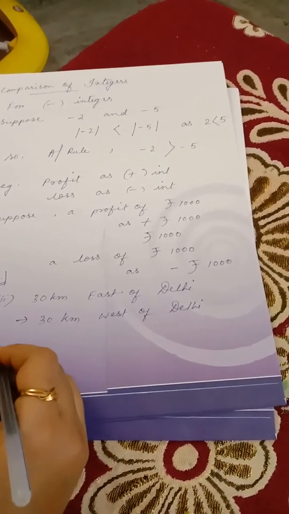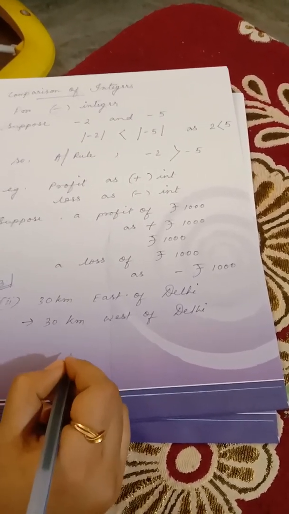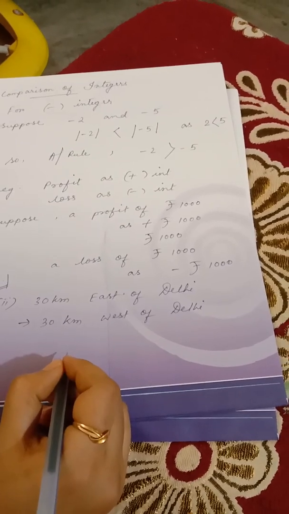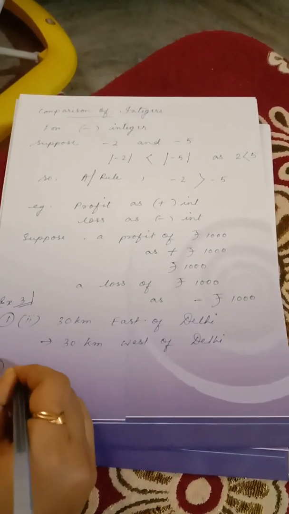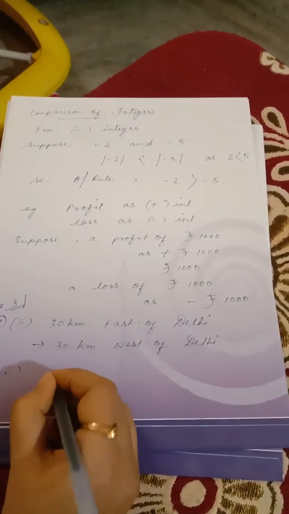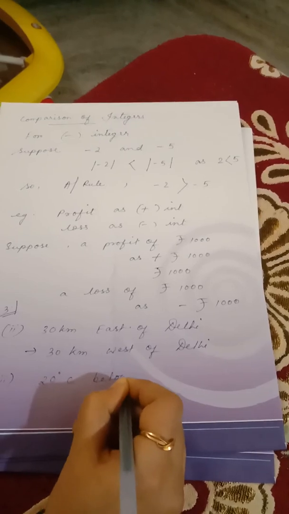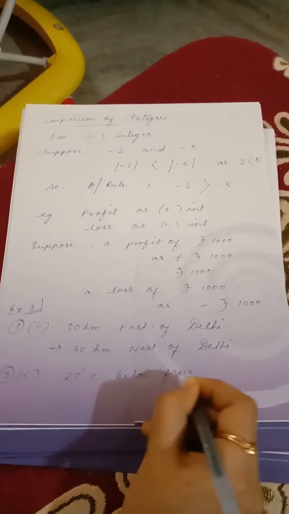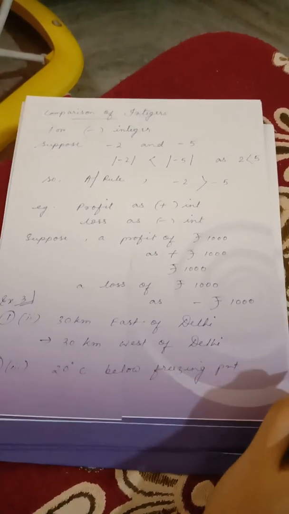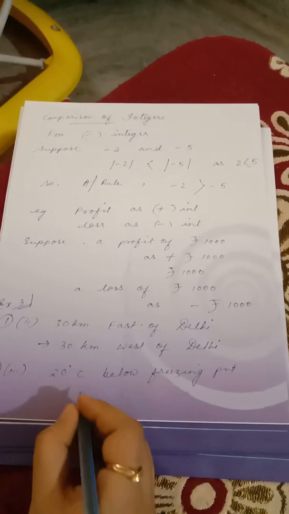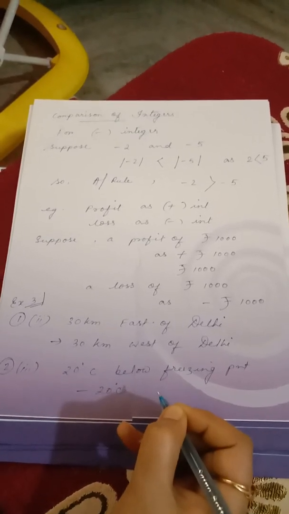Now number 2, write each of the following using appropriate sign, positive or negative. For that, if we take the number 3 question, 20 degrees centigrade below freezing point. So it will be expressed as minus 20 degree centigrade, like that.